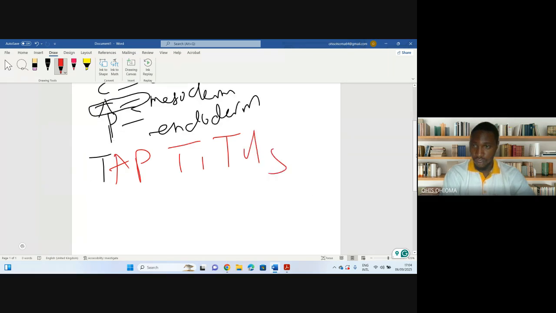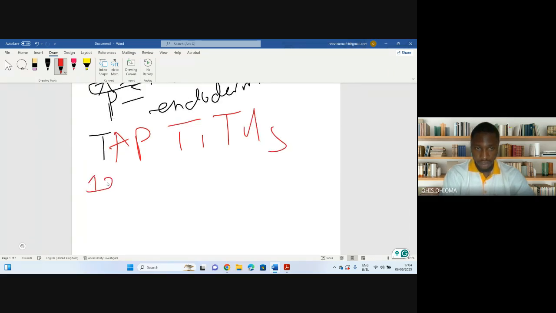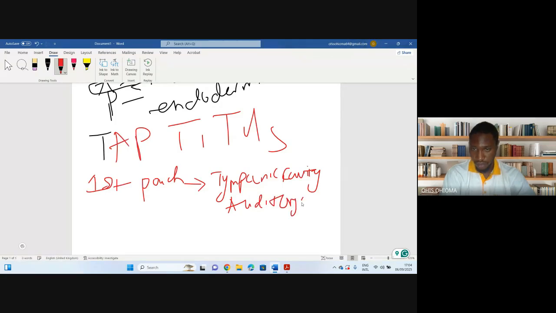The first pharyngeal pouch gives rise to two structures. Firstly, the lining of the tympanic membrane, or rather the lining of the tympanic cavity, that's more appropriate. And it also gives rise to the auditory canal. So the first pharyngeal pouch gives rise to this TA. Let's label it as number one.